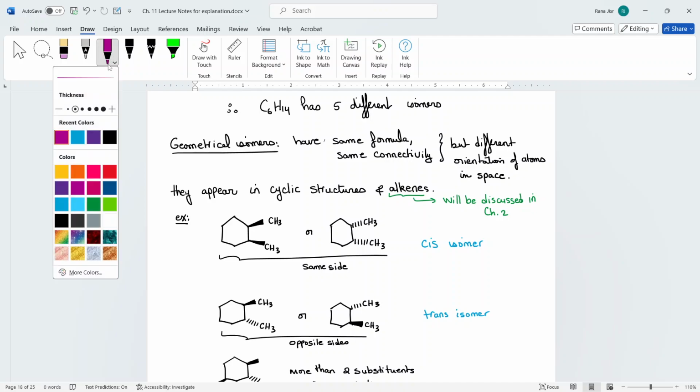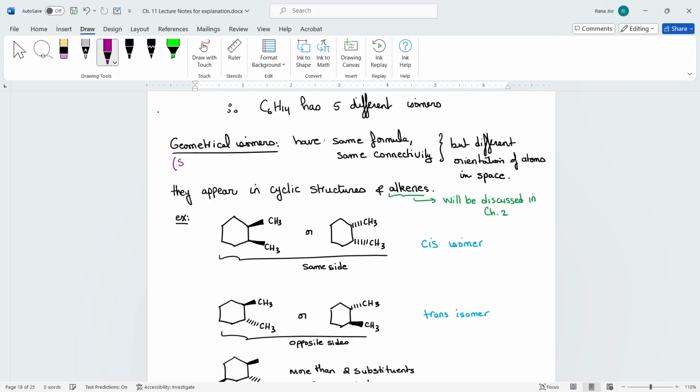Geometrical isomers is another term for stereoisomers since I'm working with rotation. Stereoisomers come in different types, but for us, we're going to limit our stereoisomers to geometrical isomers only. So whenever you see stereoisomers, I mean by that geometrical isomers. And geometrical isomers have the same molecular formula, same connectivity, but different orientation of the groups in space, or different rotation of the groups in space.